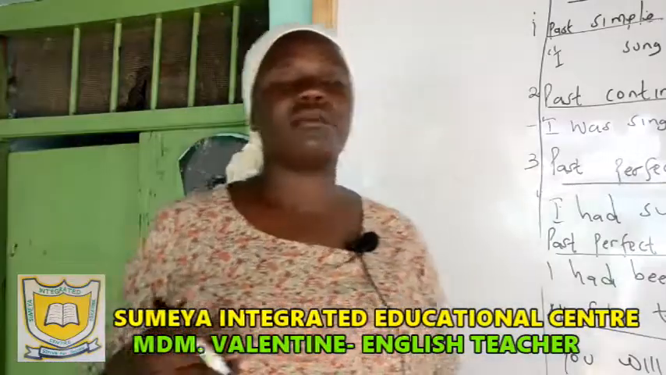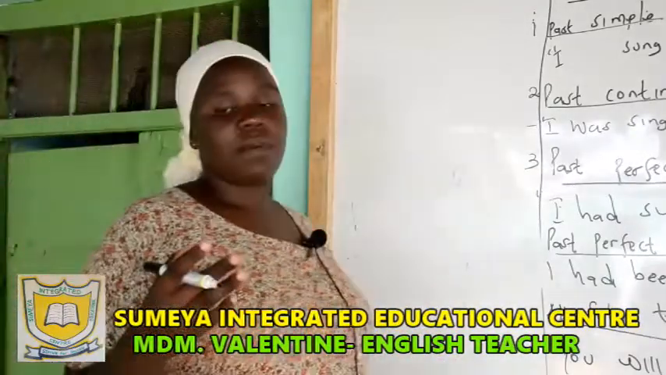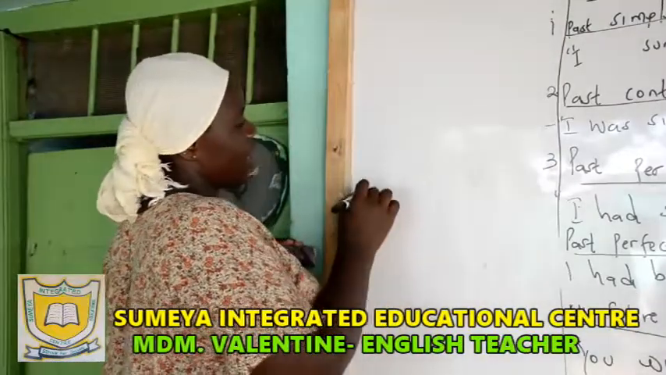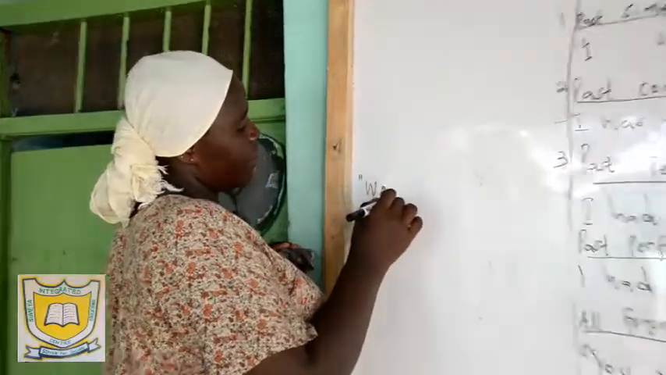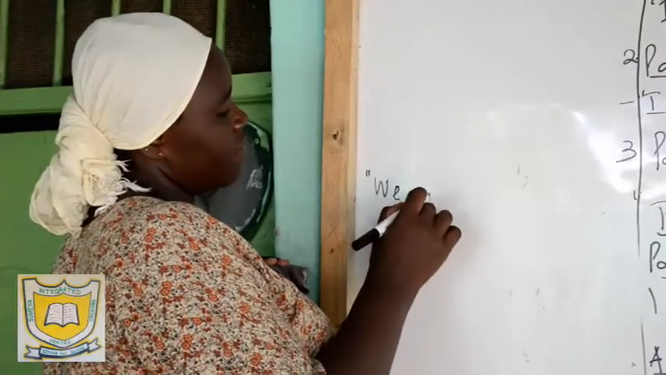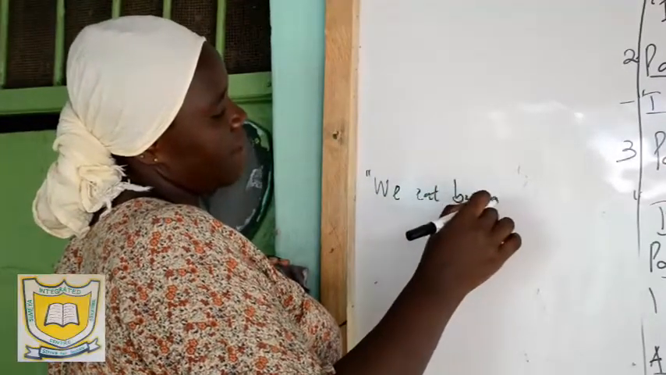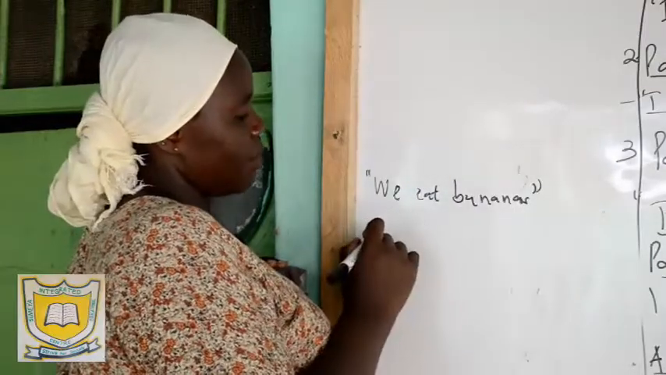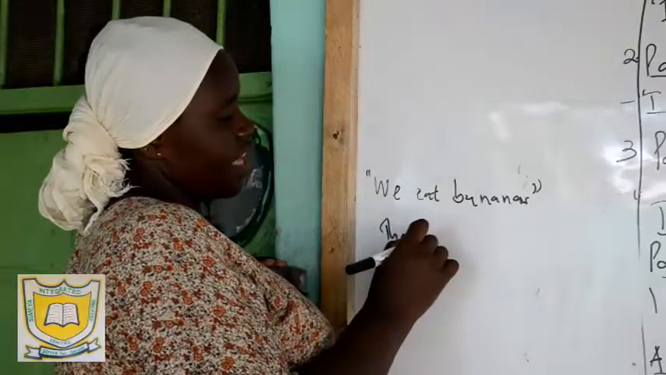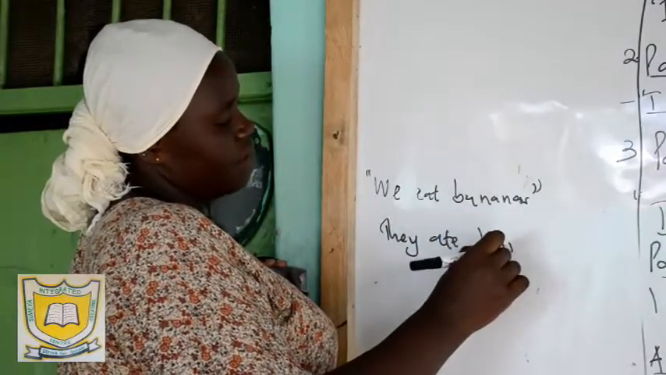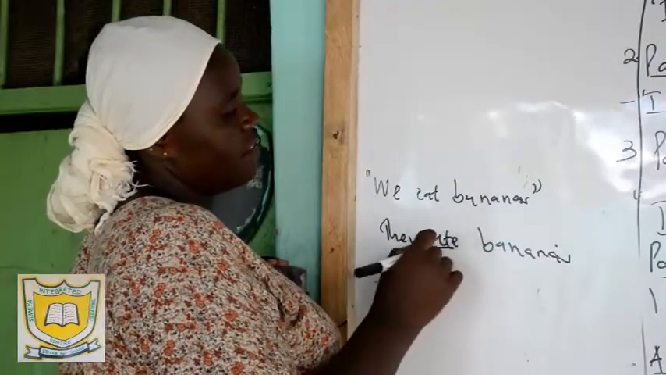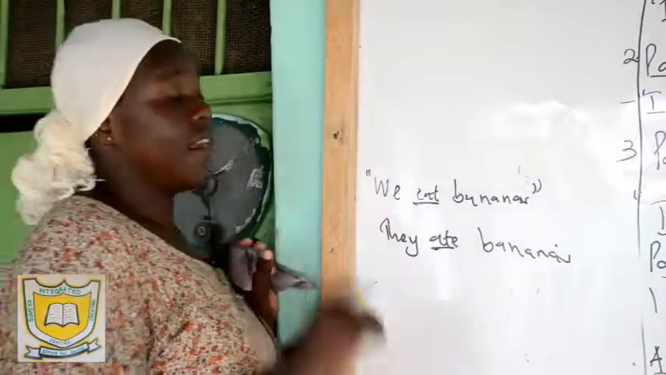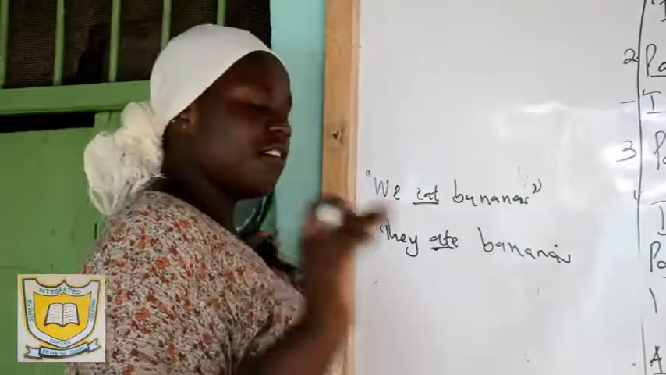I said the present simple changes to the past simple. For example, we eat bananas. And then I want to change this into indirect speech. I'm going to say they ate bananas. The present simple tense changes to the past simple tense. Next, the present continuous tense.